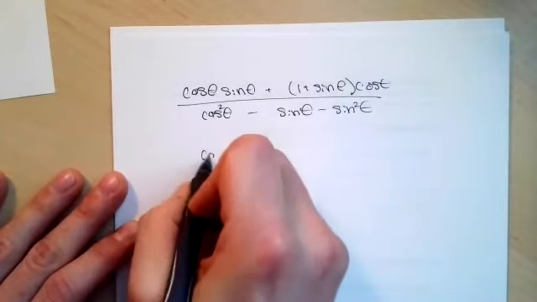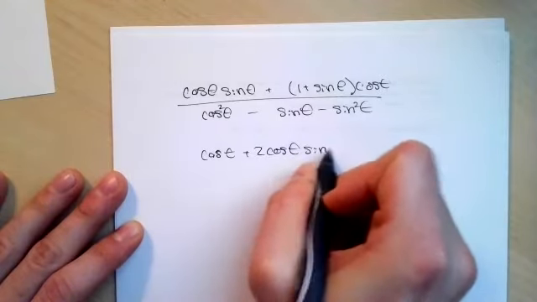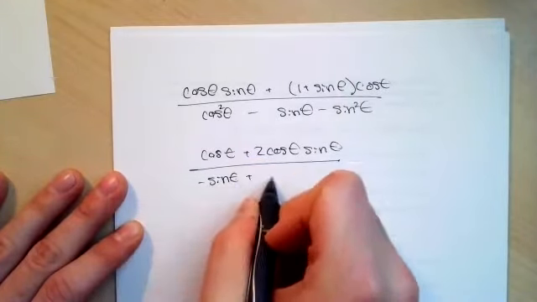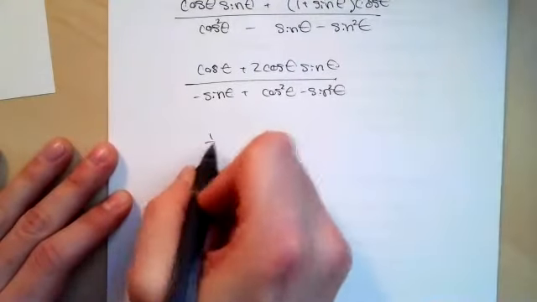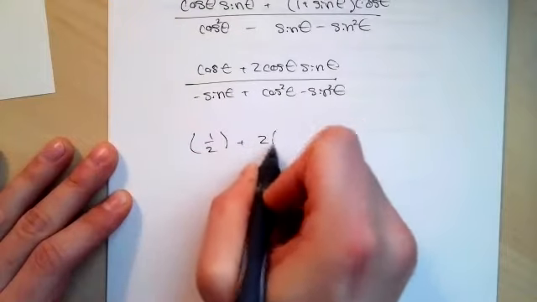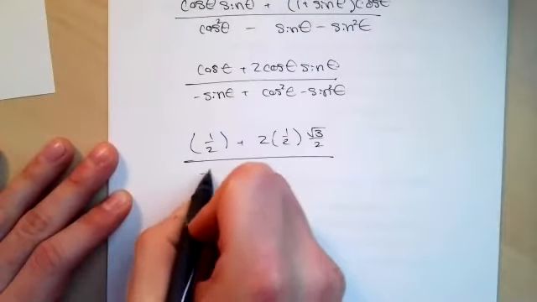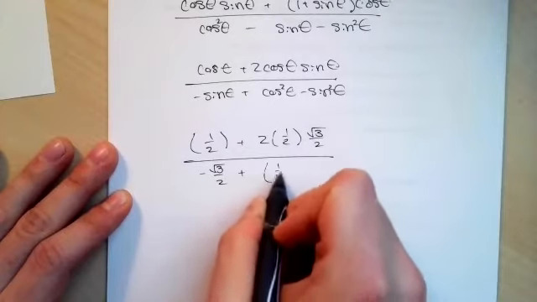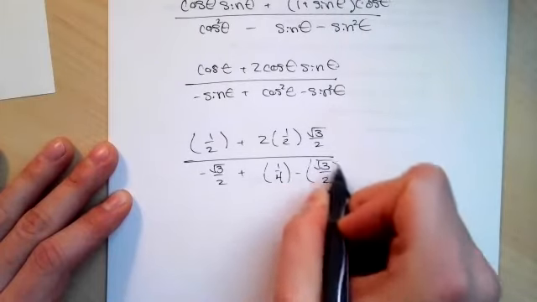So here we'll have cosine theta plus 2 cosine theta sine theta over negative sine theta plus cosine squared minus sine squared. And then now when we evaluate it, so we're once again going to have our 1/2 plus 2 times 1/2 root 3 over 2, all over negative root 3 over 2 plus 1/4 minus root 3 over 2 squared.